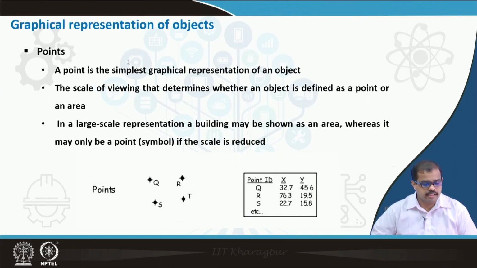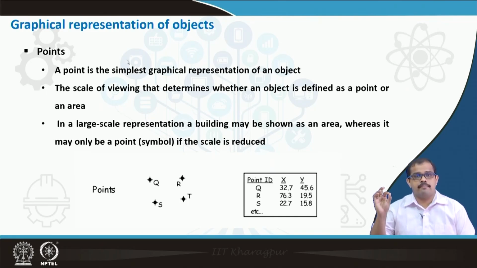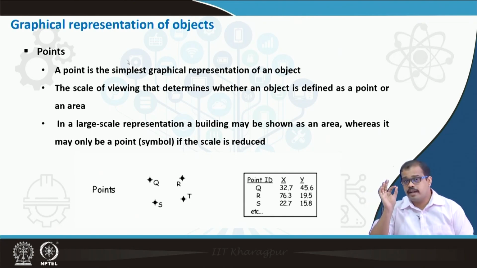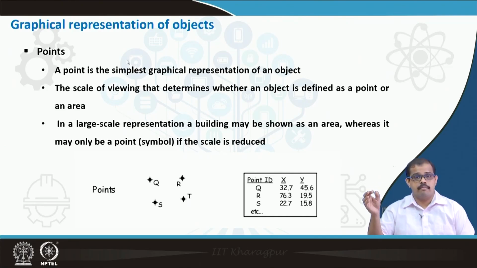When we look at points, a point is the simplest graphical representation of an object on the earth's surface. So be careful. You are representing an object. You are not representing a phenomenon or area. In a large scale representation, a building may be shown as an area, whereas it may be only a point. This is where people make a mistake. When you are representing at a large scale, you represent it as an area, but it is a point only if the scale is actually reduced. When you are looking at the entire image, buildings can be a point, can be a polygon.